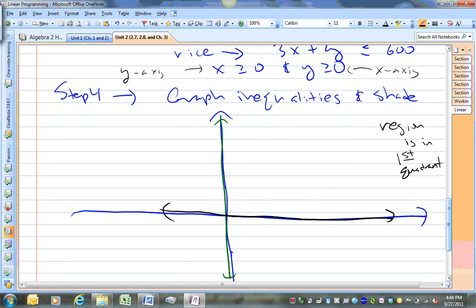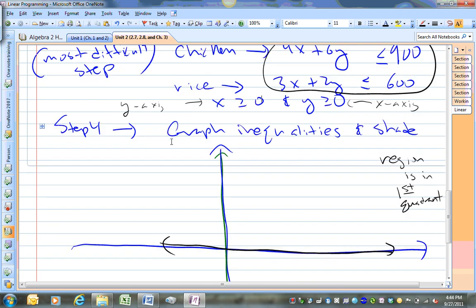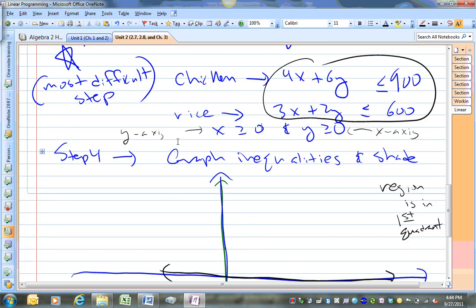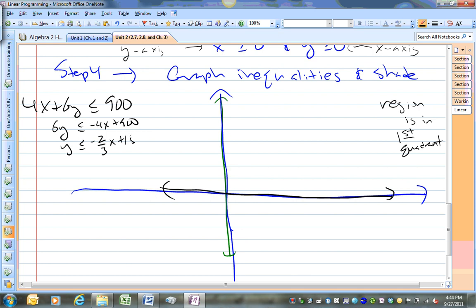But of course I'm going to have some other stuff going on here. So I'm going to erase that shaded region. Now I'm going to focus on these two right here. This requires some nifty algebra. So let's look at 4x plus 6y is less than or equal to 900. 6y is less than or equal to negative 4x plus 900. Y is less than or equal to negative 2/3 x plus 150.